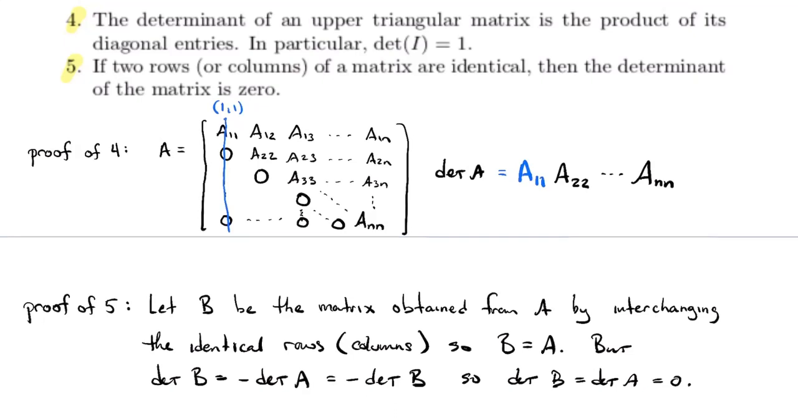It's an important fact that, in particular, the identity matrix is a triangular matrix. The product of its entries would be a product of ones, and that's going to equal 1.